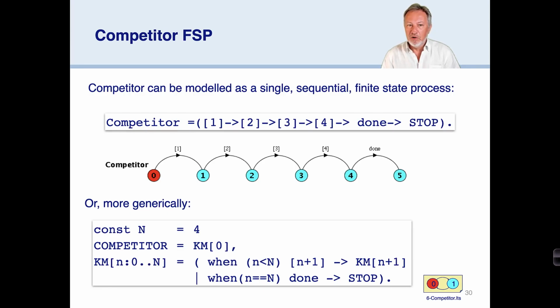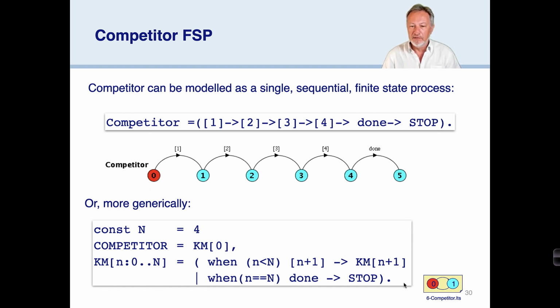Think back to our competitors, the tortoise and the hare. Each competitor can take a series of actions in this race. So it runs a kilometer and then runs another kilometer up to a certain number of kilometers. In this particular case, a competitor is running 4 kilometers until it is done.